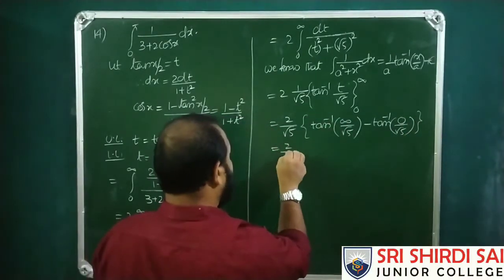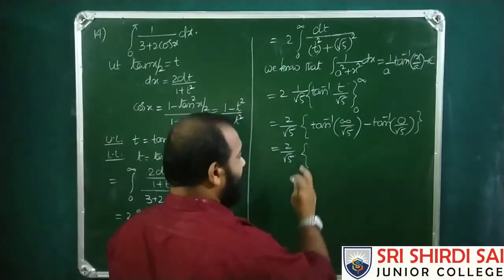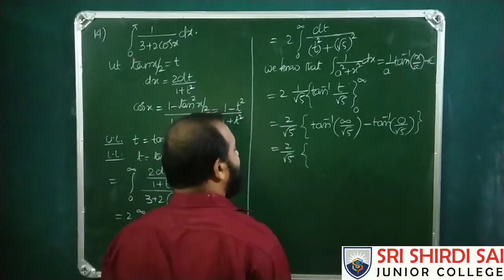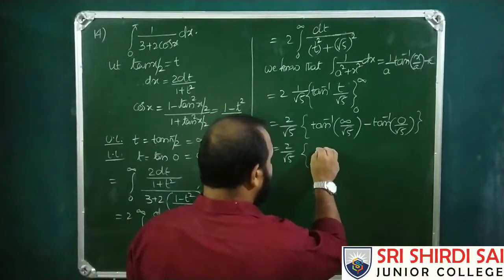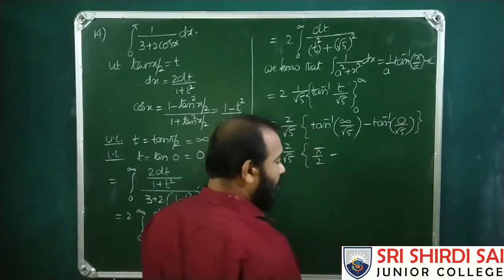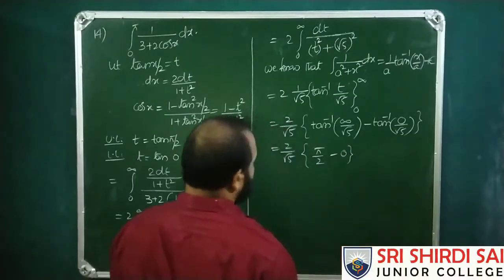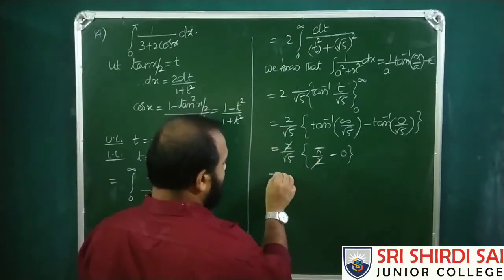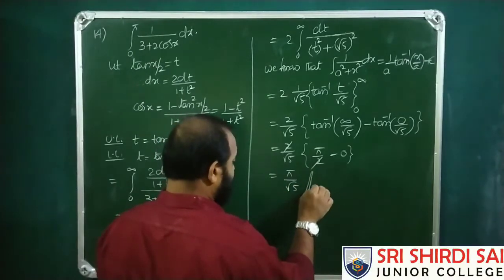So 2 by root 5, tan inverse infinity by root 5 is tan inverse infinity. What is tan inverse infinity? Tan 90 is infinity, so tan inverse infinity is pi by 2, minus tan inverse 0 by root 5, which means tan inverse 0, so 0 only. So this 2 gets cancelled, and I am left with pi by root 5.